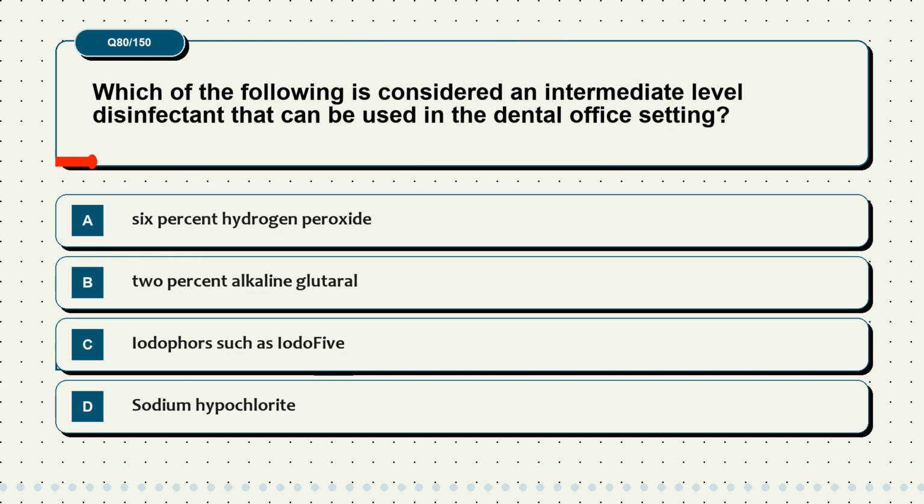Question 80. Which of the following is considered an intermediate-level disinfectant that can be used in the dental office setting? Here are the options. Option A, 6% hydrogen peroxide. Option B, 2% alkaline glutaraldehyde. Option C, iodophores such as Iodo-5. Option D, sodium hypochlorite.